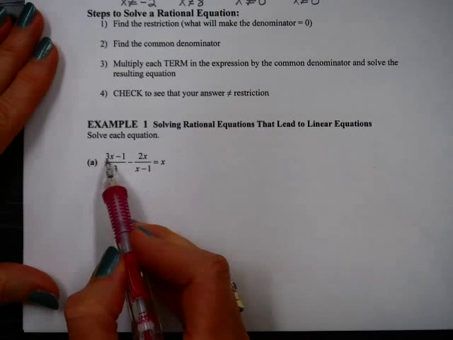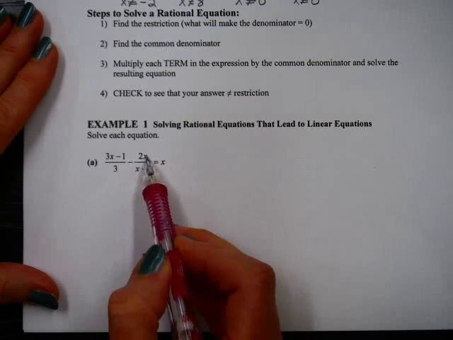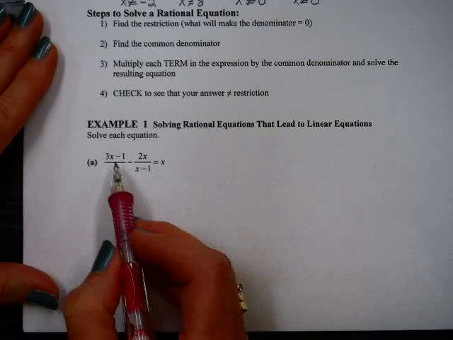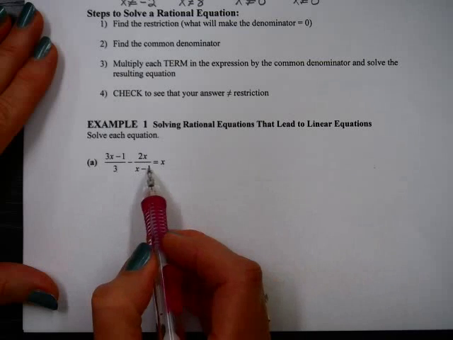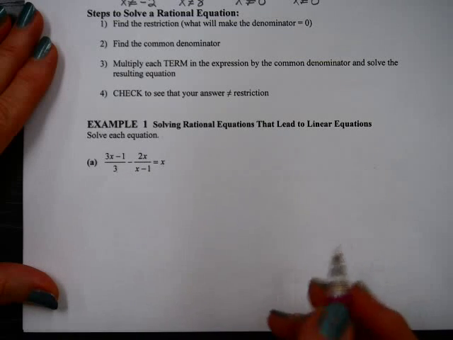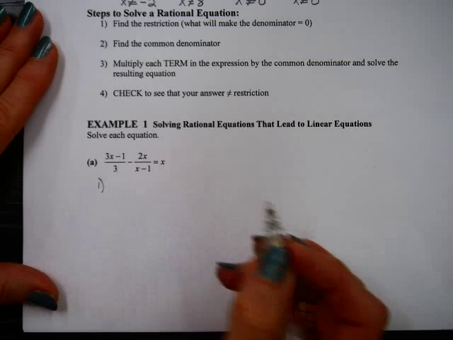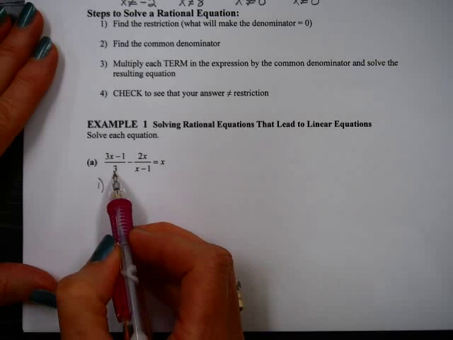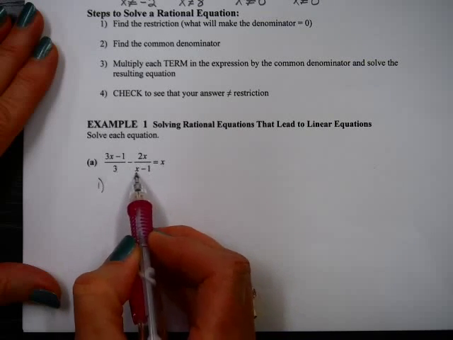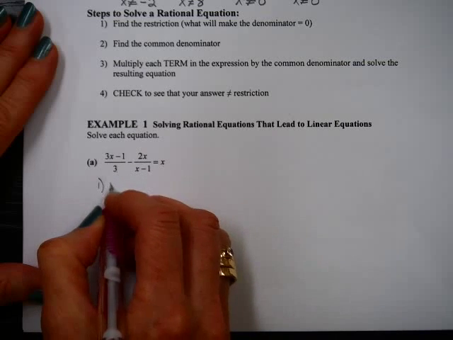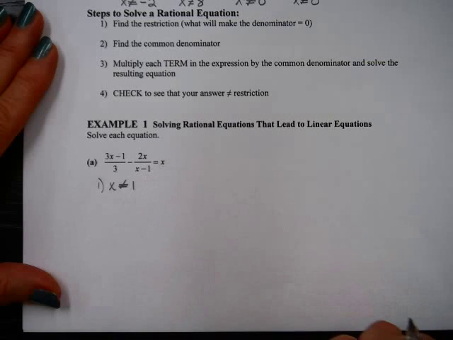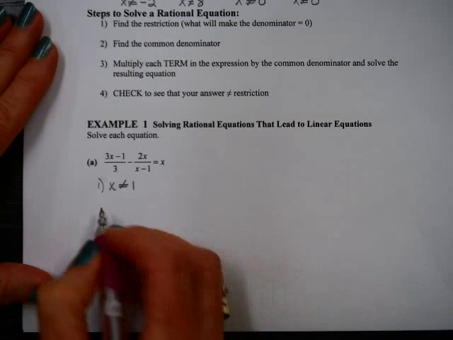All right, first thing, 3x minus 1 over 3 minus 2x over x minus 1 is equal to x. Look at your denominators. These are rational expressions. Look at the denominators and see if there is a restriction. Is there anything that x cannot be in this problem? Well, this one is always a 3, so that's not a problem. But right here, if we have x minus 1, the restriction is that x cannot be equal to 1 because that will make our denominator 0.